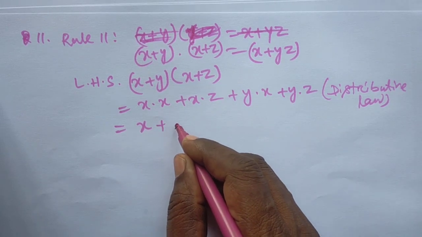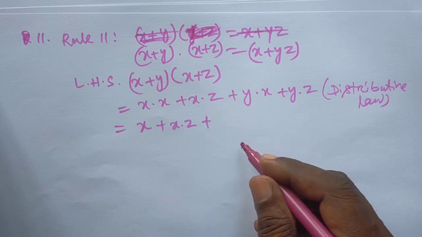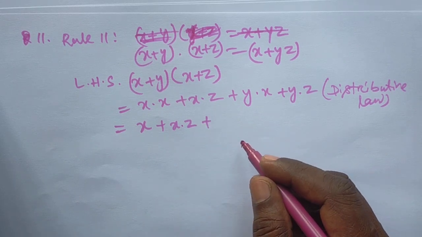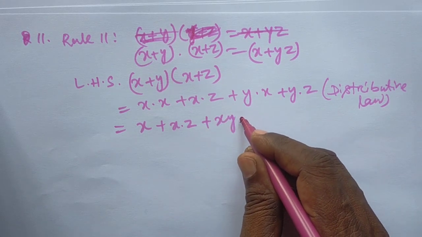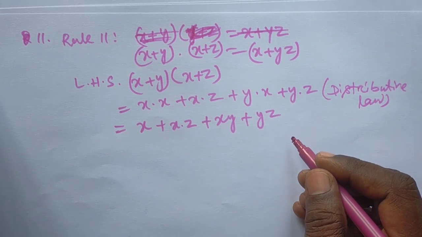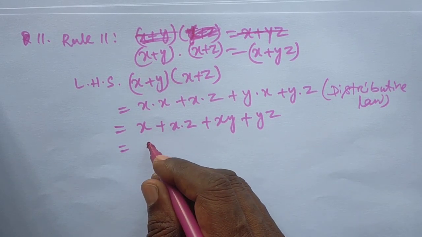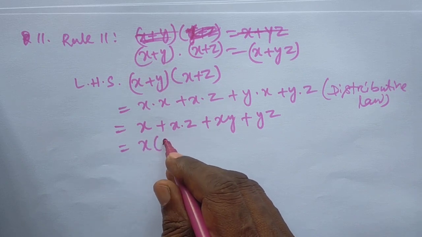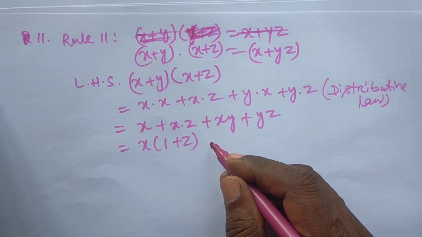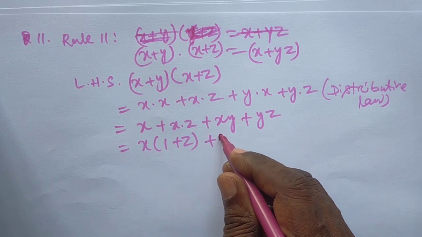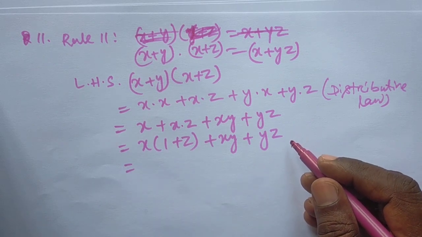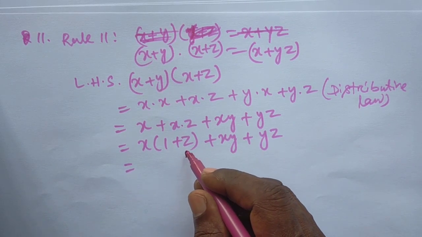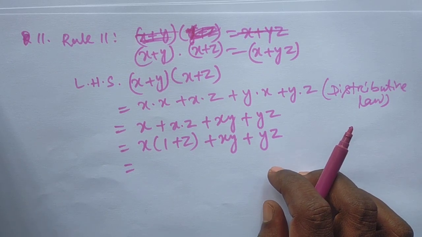So next, x dot z plus yx, or we can reverse cumulative also. We know that xy is equal to yx, so xy plus yz. Now we check it: x is common here, x times (1 plus z) plus y plus xy plus yz. And we already know that 1 plus z is equal to 1.